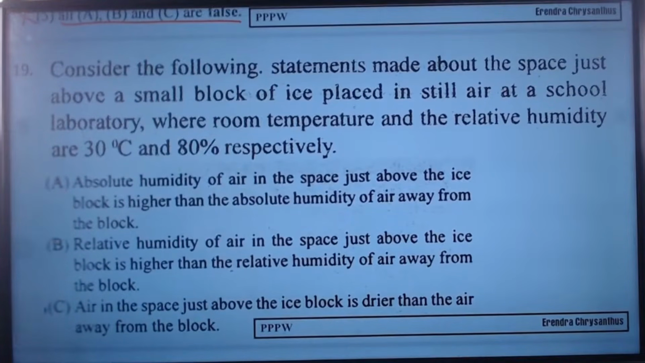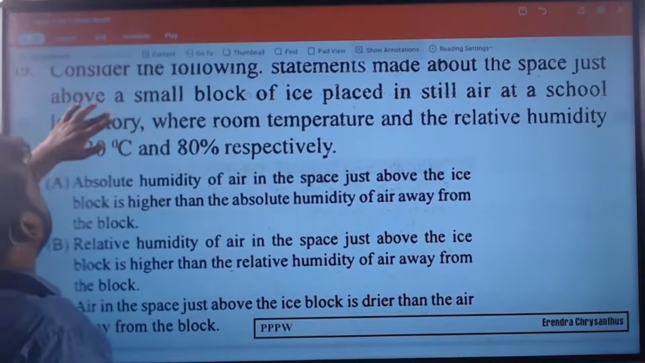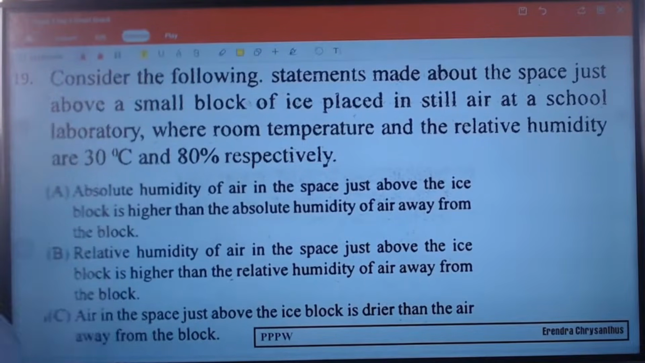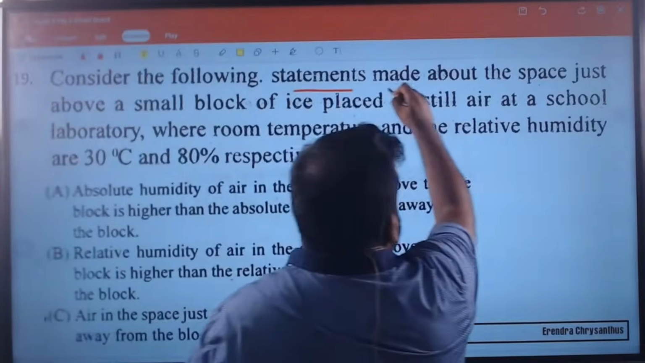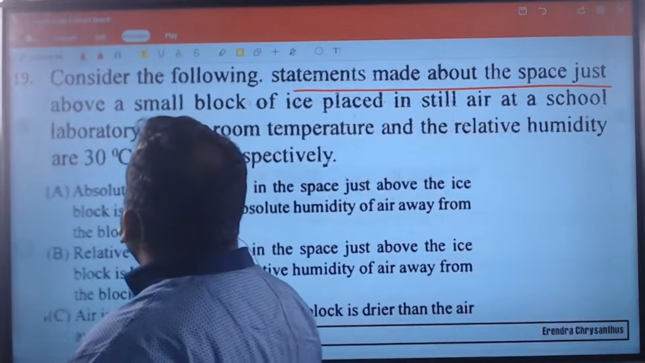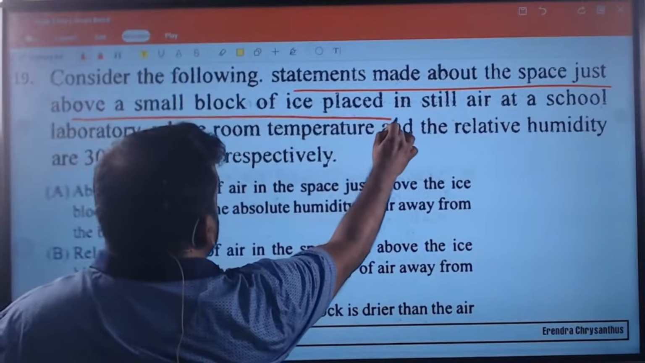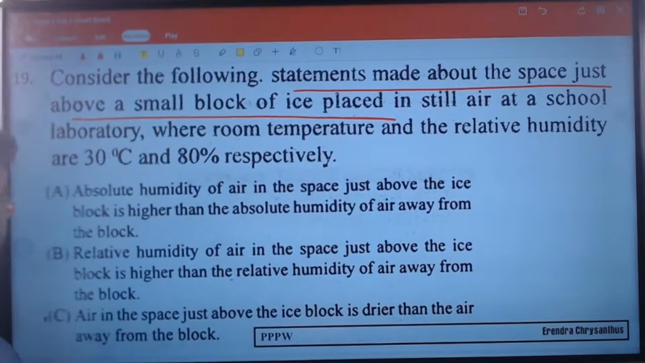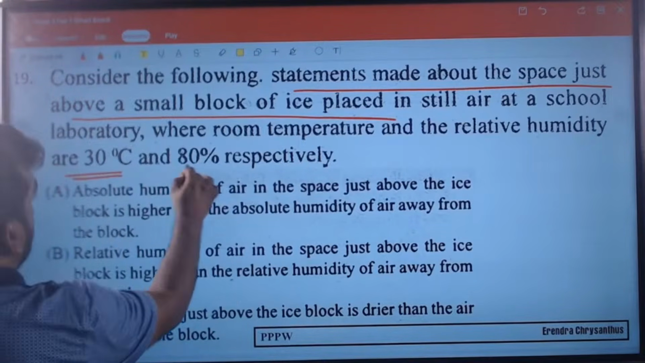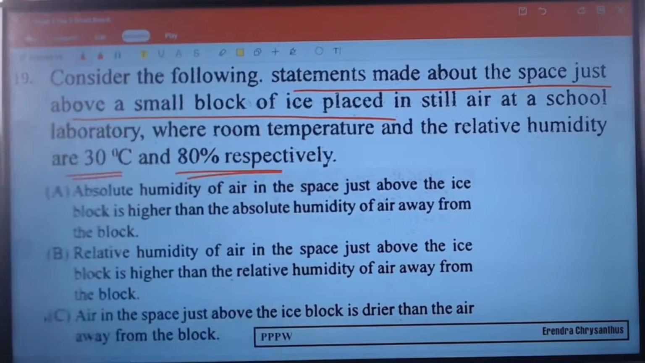Question number 19. Consider the following statements made about space just above a small block of ice placed in still air, where room temperature and relative humidity are 30 degrees Celsius and 80% respectively. Now they are asking you just above the space, just above the space. Okay, just above the space.